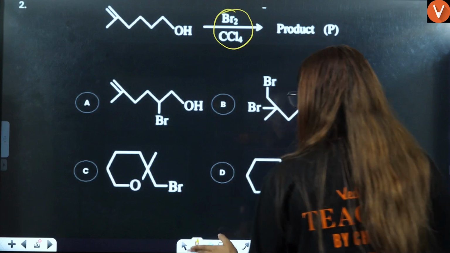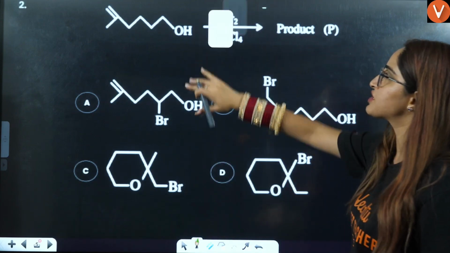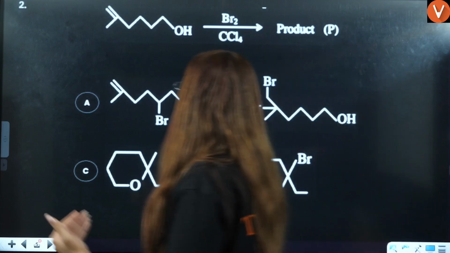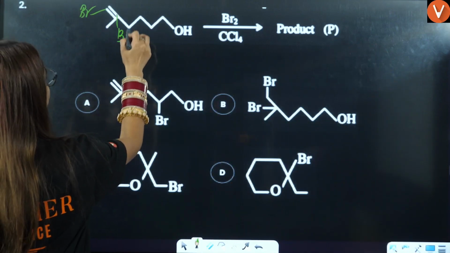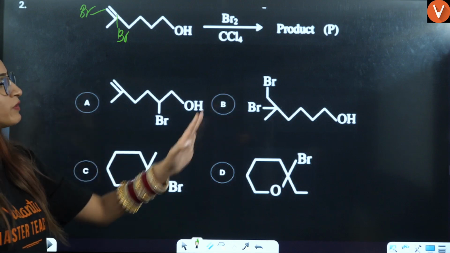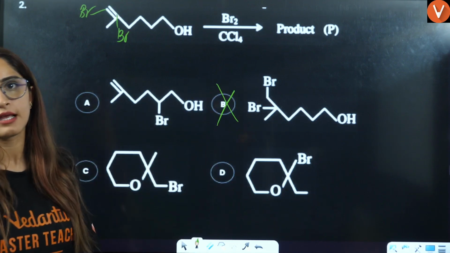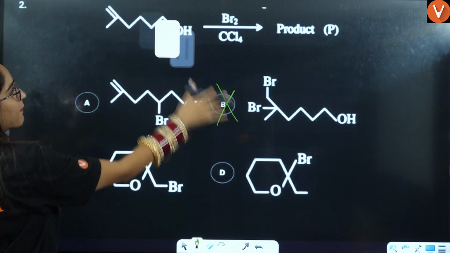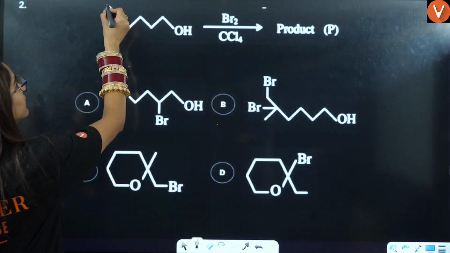So in this cyclic intermediate, what happens? Now, why is this question very interesting? Because what we will think is that this pi bond will break and here you will have Br and Br. This is what we will think. But this is not the correct answer. In reality, what will happen here? Let us discuss that. Okay? Let us discuss. So, what will happen?